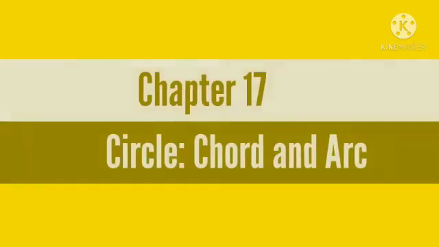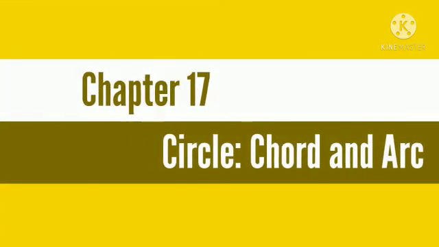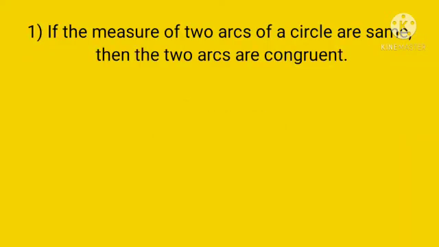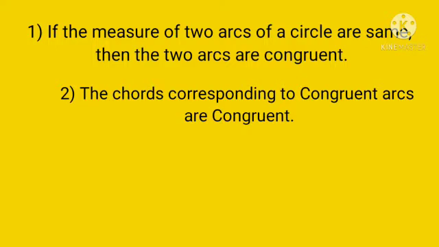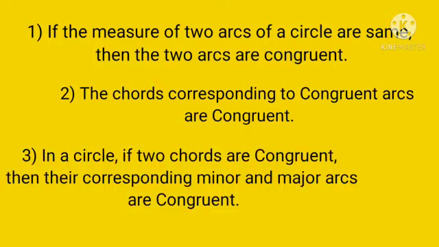Let us learn lesson number 17, circle, chord and arc. Note: first, if the measure of two arcs of a circle are same, then the two arcs are congruent. Second, the chords corresponding to congruent arcs are congruent. Third, in a circle, if two chords are congruent, then the corresponding minor arcs and major arcs are also congruent.